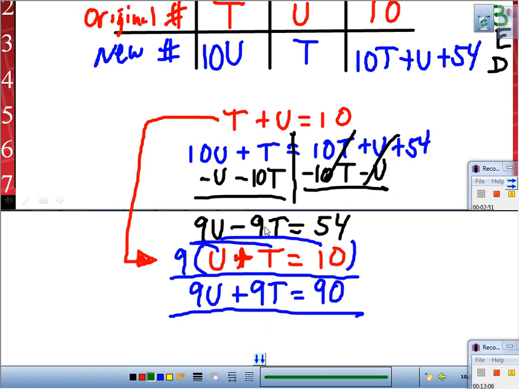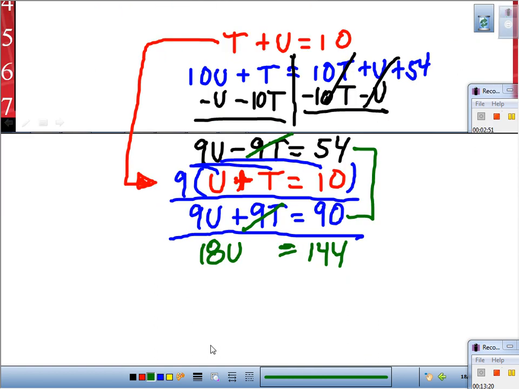Is everybody following? We eliminate the T's, and we're left with 18U equals 90 plus 54. 144, bless you. Lastly, we divide by 18. Divide by 18. U equals 6. And it's not 6. Stop guessing, do the division, please.